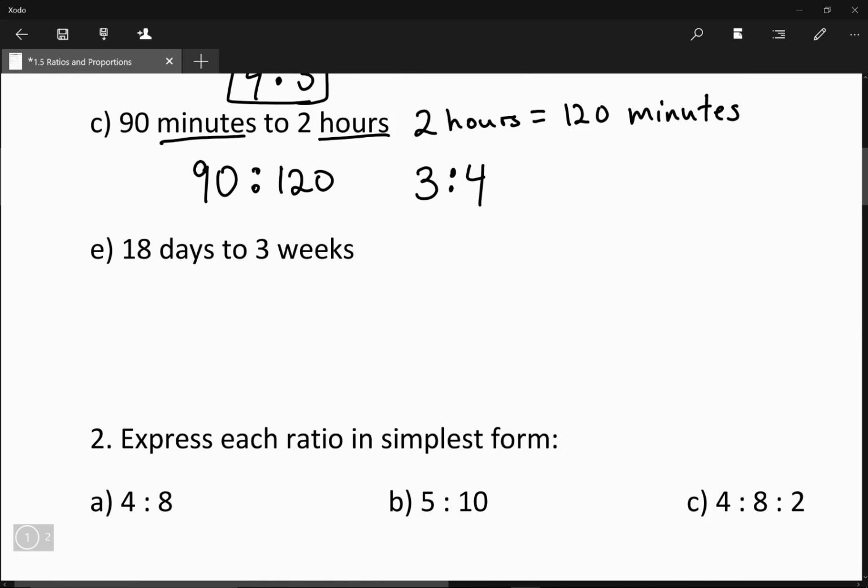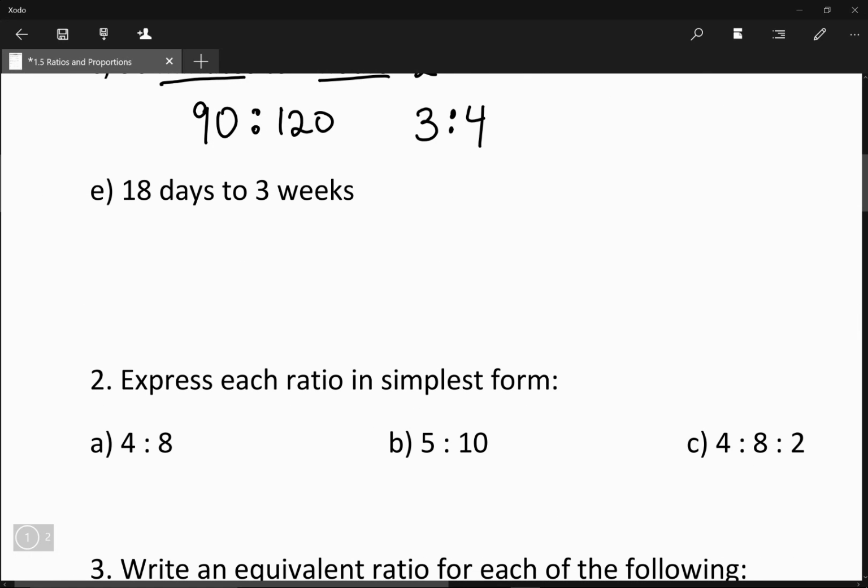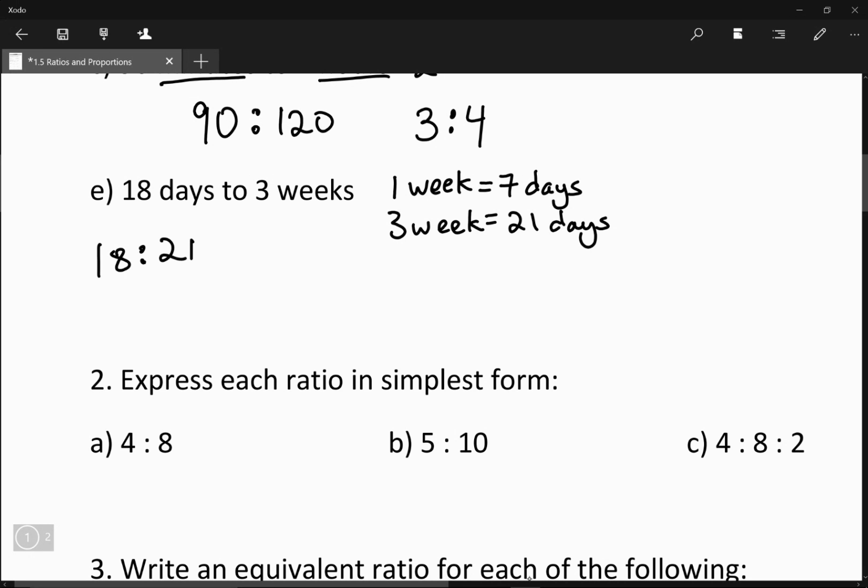Okay, 18 days to 3 weeks. If 1 week has 7 days, then 3 weeks would be 7 times 3, which is 21 days. So my ratio would be 18 days to 21 days. In reduced terms, if I divide both by 3, 18 divided by 3 is 6, 21 divided by 3 is 7. So my ratio in reduced form would be 6 to 7.